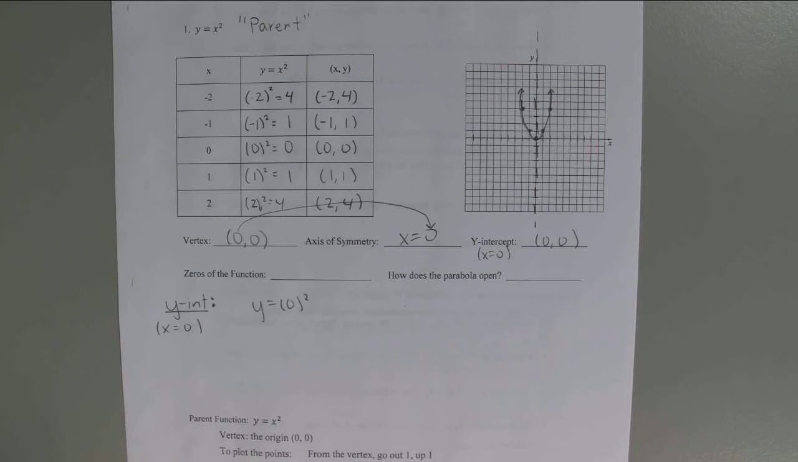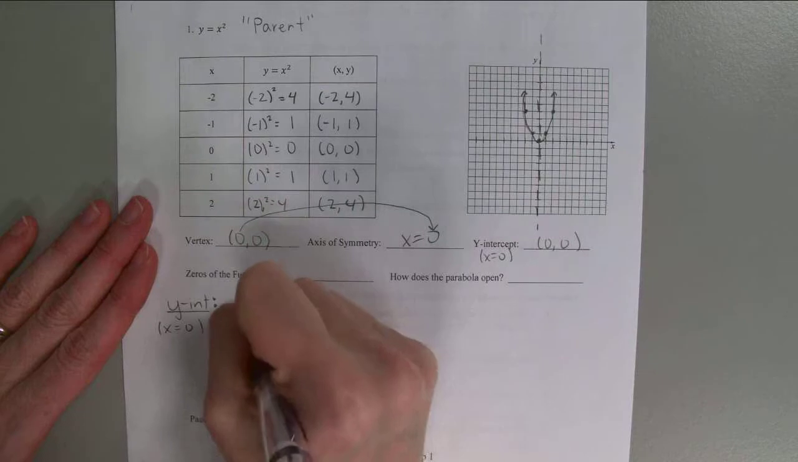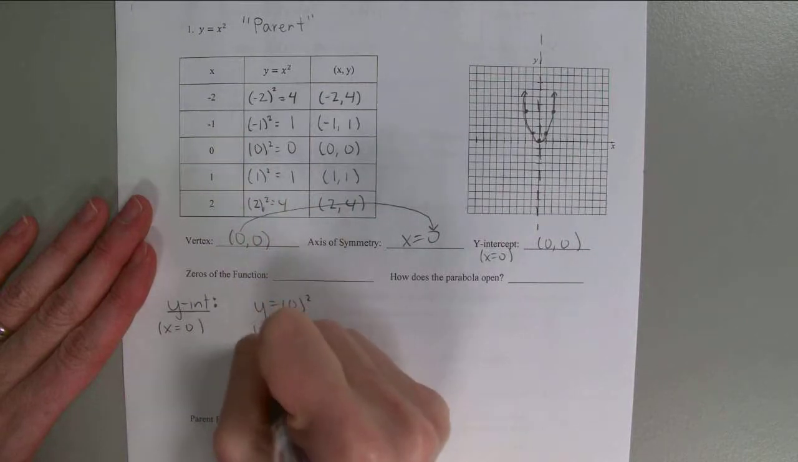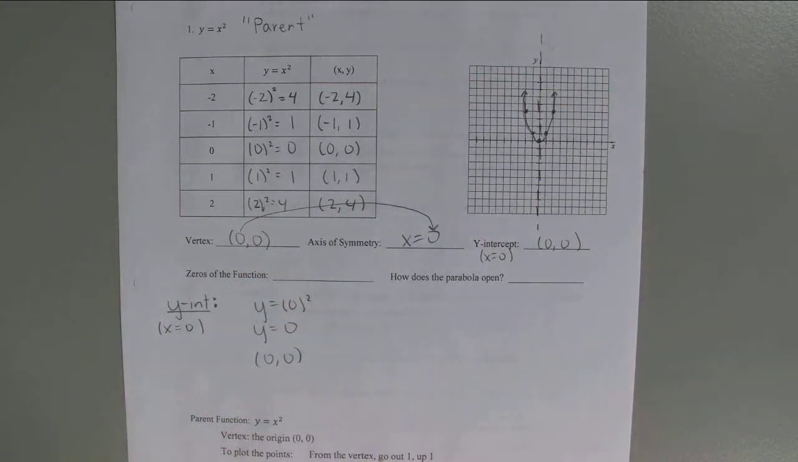It's where you cross the y-axis. And so your x value is 0, so you simply put 0 in and do the math. Well, what's 0 squared? Just 0. So your y-intercept is (0, 0). So I'm just doing the math for something we already know by looking at the graph, okay?